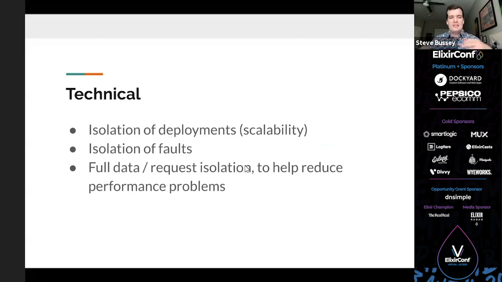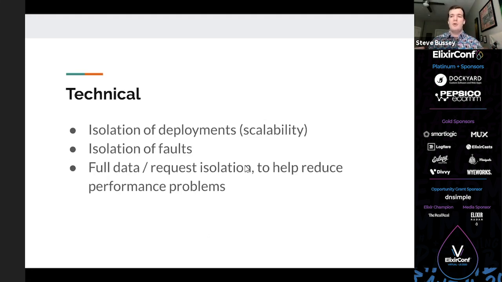The other reason is technical reasons. These are ones that we often talk about, like isolation of deployment. We want to have separate scalability stories for different types of our application or different sub apps. Isolation of faults is really important too. Imagine that you have a service that's misbehaving and is down, that doesn't affect other services in the microservice architecture. And then also there's full data and request isolation, which can help reduce performance problems.